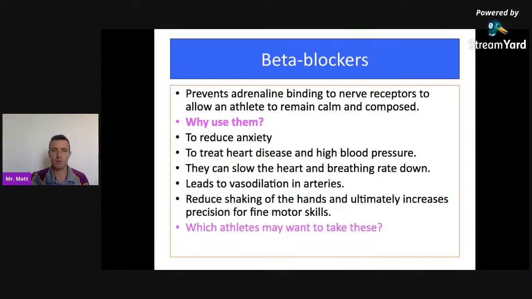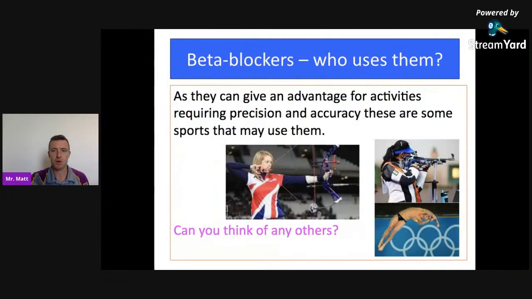So let's take a look at some of those sports and some of those athletes which actually potentially would use beta blockers. So these are not people, by the way, who've taken them, but these are examples of sports which potentially would use them. So any kind of fine precision events, so archery, shooting, and diving as well. These are sports which potentially could use them. If you think about diving, if they're at the top of the board, they need to remain relaxed and composed, need to find their balance, then these are sports which potentially could use them.